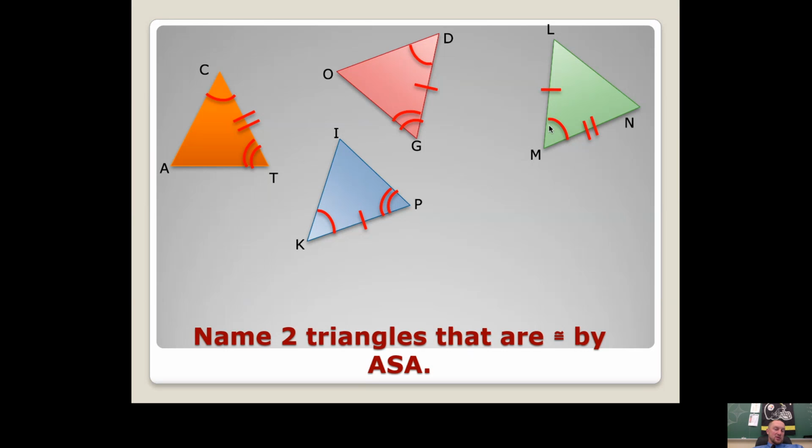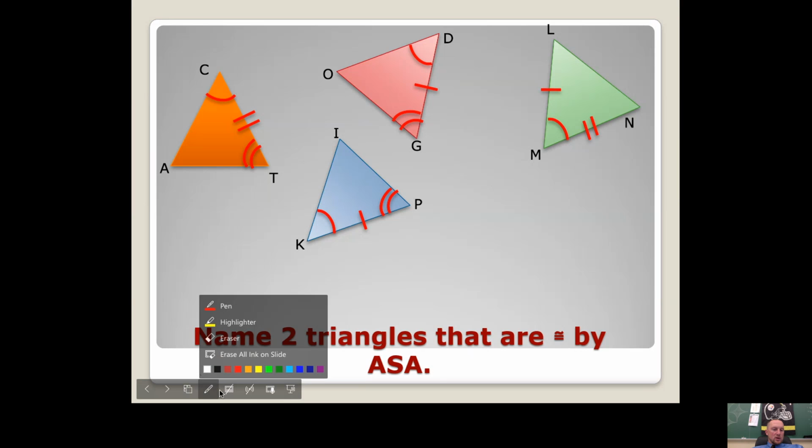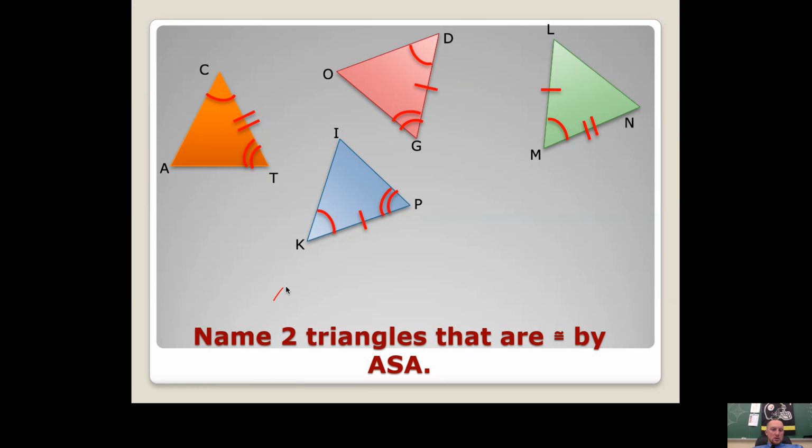This one doesn't have two pairs of congruent angles. This one does. Here's a pair of congruent angles, here's a second pair. Are the sides in between congruent? They are. So the two triangles that are congruent in this example would be the blue one and the red one. Just name them.